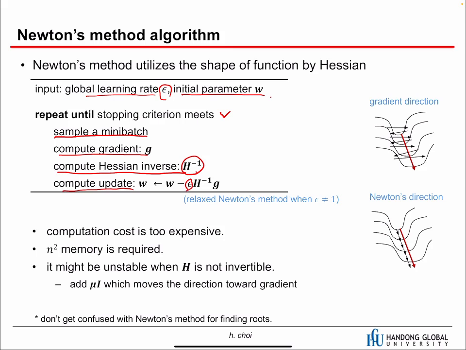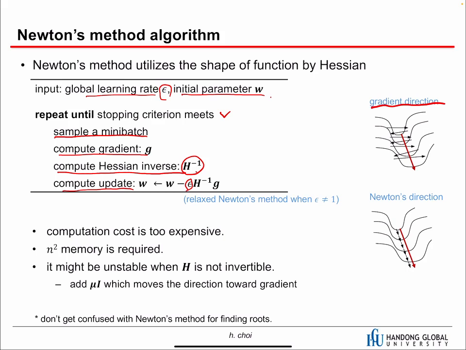But we can relax this Newton's method. When epsilon is not 1, if we use 0 point something, then it is relaxed Newton's method. Okay, that's it. And in gradient directions, the direction is orthogonal to the contour.